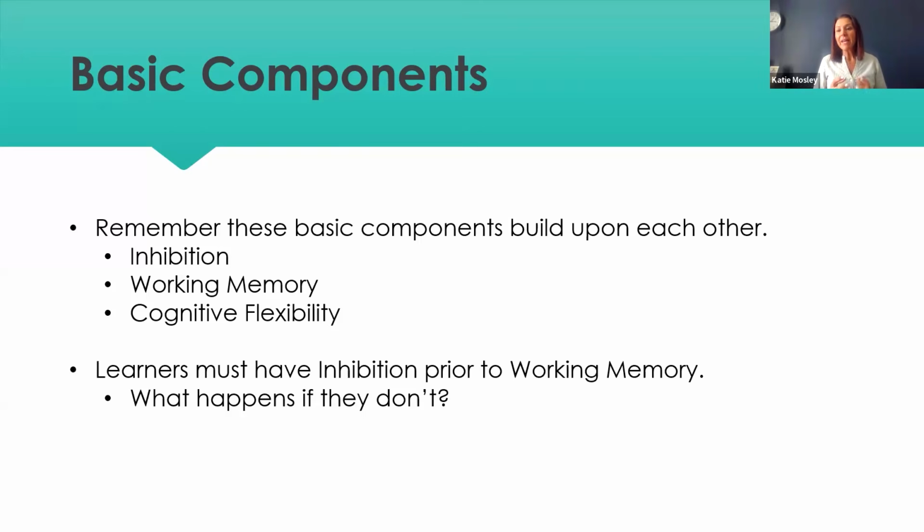So does anyone have a guess why you think you have to have inhibition before you can really start working with working memory? I'm just curious if there are any thoughts out there as to why that might be. And I know that might be an unfair question because I haven't exactly told you what working memory is yet. So I don't mean for it to be a trick at all.